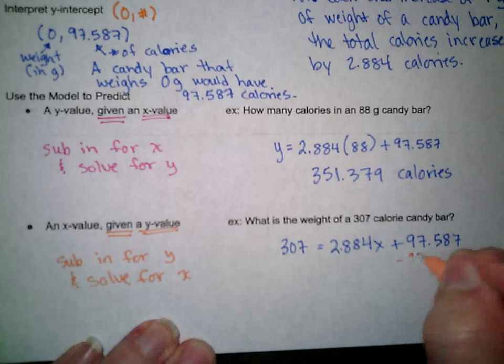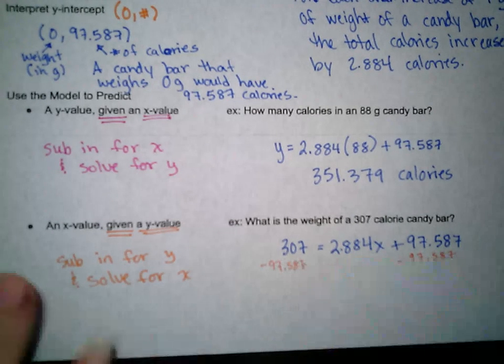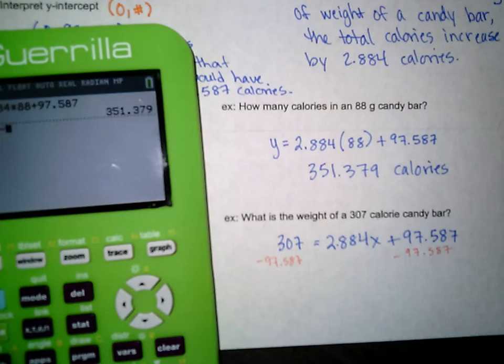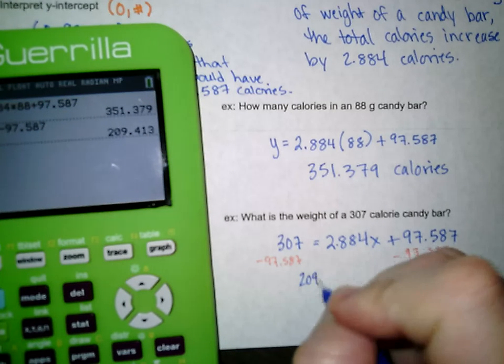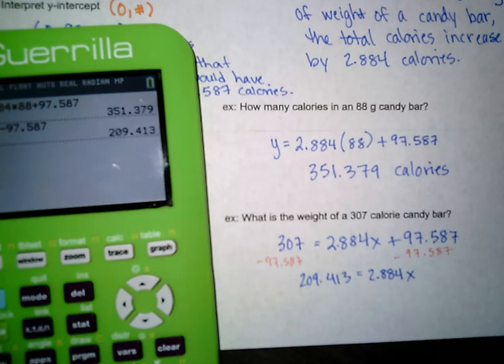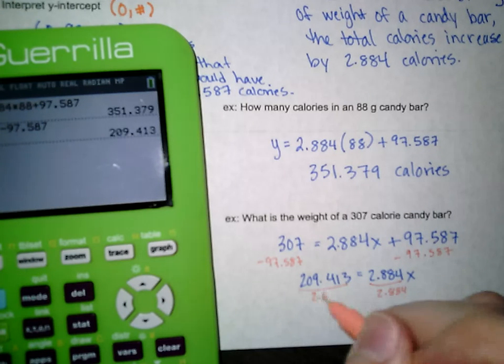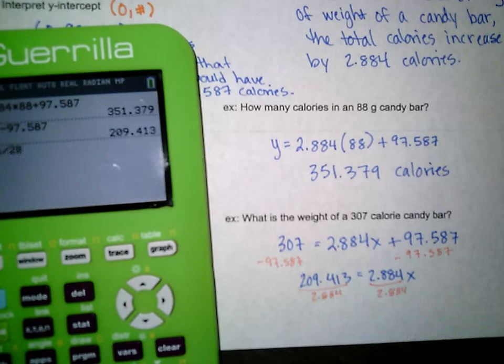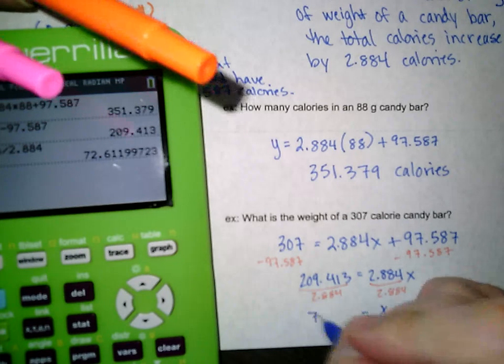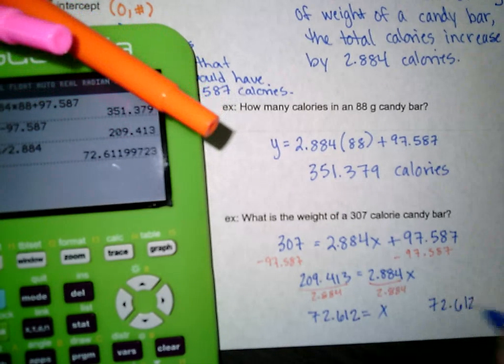So subtract your 97.587. That's 209.413. And then divide both sides by 2.884. So we get 72.612. So that would be 72.612 grams.